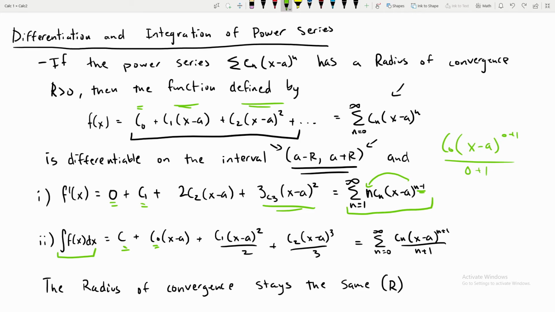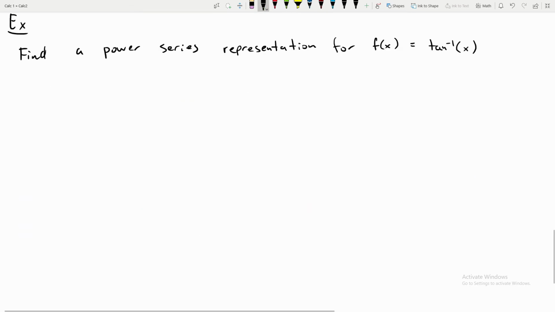So really nothing new. The other key thing to note is that the radius of convergence stays the same for both the derivative of that series and the integral of that series. So it doesn't change. Let's say for this example, we are asked to find the power series representation of this function, tan inverse of x. One of the things that you can notice right away is that the derivative of this function is actually going to equal 1 over 1 plus x squared, which looks very close to the format that we want, which is 1 over 1 minus x.